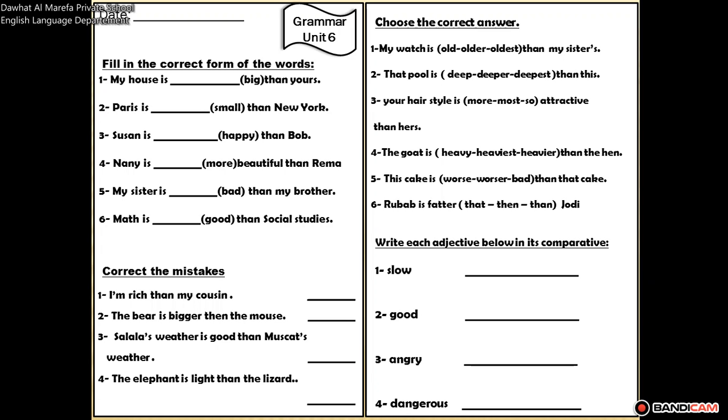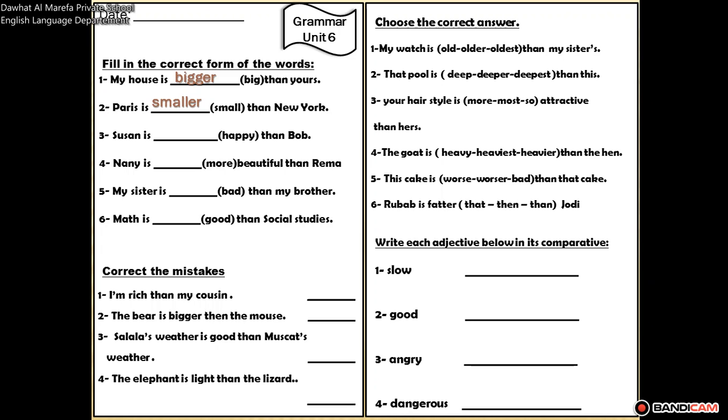Let's go to the next sheet. Fill in the correct form of the words. My house is big than yours. Big than yours is wrong. So you are going to put this in the correct form. You are going to say bigger than. Number 2, Paris is small than New York. You are going to write smaller than.